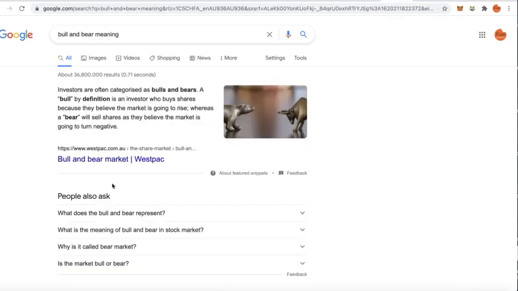Which brings me to the next word. What is a bull and what is a bear? Again, they are animals, but this is not what they're referring to. Well, they kind of are, but what it does mean, a bull is an investor who buys shares or cryptos because they believe the market is going to rise, so going up. Whereas a bear will sell shares as they believe the market is going to turn negative, meaning going down.